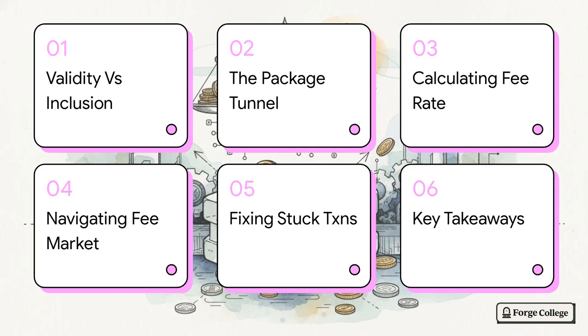All right, here's our game plan for today. We'll quickly cover validity versus block inclusion, then dive into the package tunnel metaphor. After that, we're calculating your fee rate, navigating the fee market, fixing stuck transactions, and we'll wrap it all up with our key takeaways. Let's get right into it.